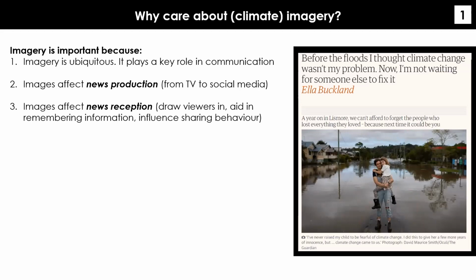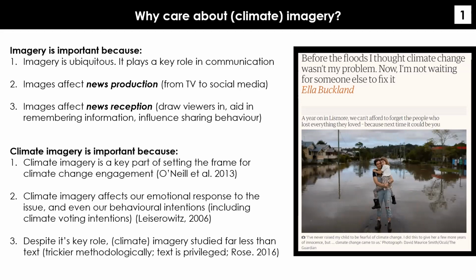And thirdly, images affect news reception, how people engage with the news. The images help to draw viewers in, so that when you get a big news story, often the news flash, that visual on the front page, is really important. And the same online, the thumbnail. We often get really cliche thumbnails because news media organisations know that they are the things that people click on and draw them in, even if they know they're problematic and the actual larger image on the news site is quite different. Images help us to remember information, and they also influence our sharing behaviour, as I've mentioned. So images are really important.